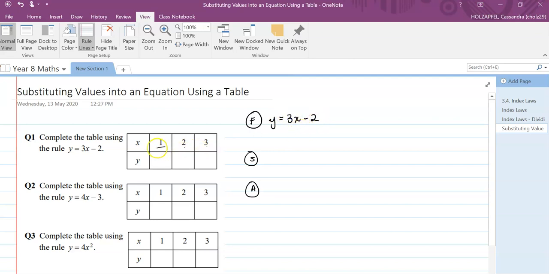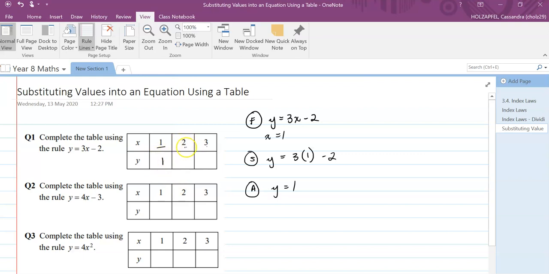The first value of x that we're going to substitute in is x is equal to 1. So when we substitute these values in, I always like to pop it in brackets. And this means we're going to have 3 times by 1, take away 2. So 3 times by 1 is just going to be 3. 3 take away 2 is 1. So y is equal to 1. So I'm just going to write 1 in that box for the y value.